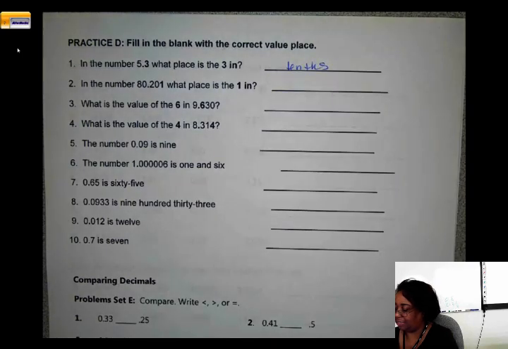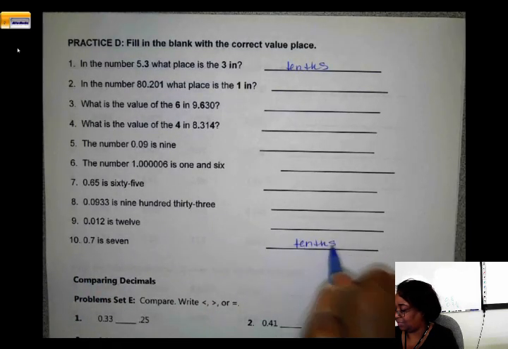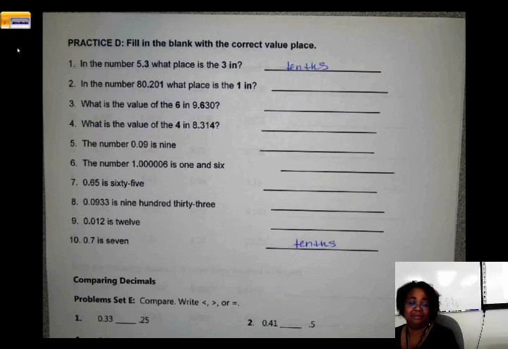Number 10, it says 0.7 is 7, and you'll write tenths. Just finish that out.